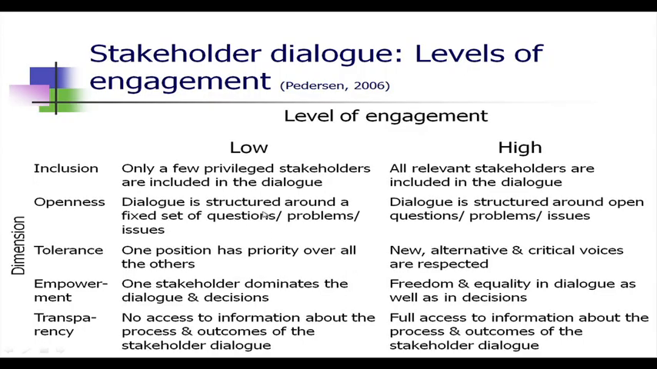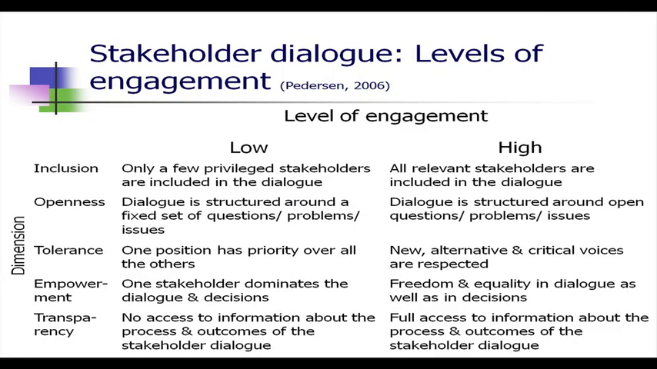Openness. Low level of engagement on the openness attribute means that the dialogue is structured around a fixed set of questions or problems or issues. We don't open the dialogue to everything. So very few, very restricted issues are discussed, and we are very, very focused, and we don't let the discussion get out of hand. We don't let the discussion go beyond a certain point. But when the level of engagement is high, the dialogue is structured around open questions, open problems, open issues. Related issues are also taken into account.